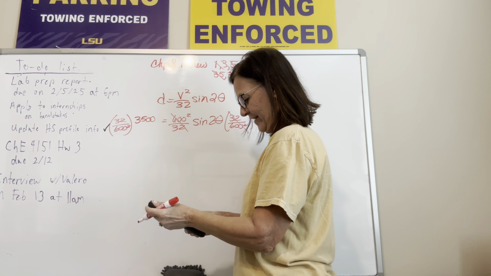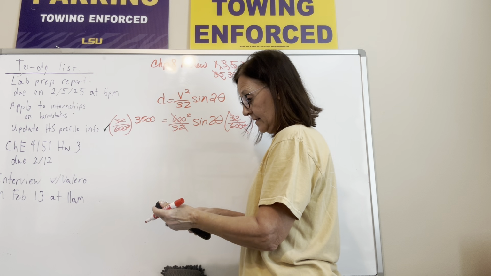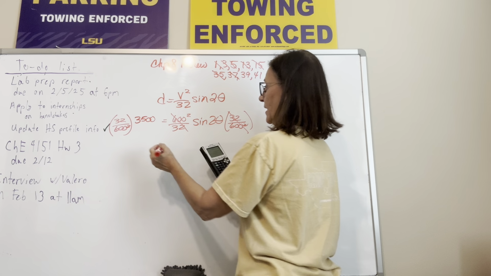This eliminates 32 times 3,500 divided by, that is Cody playing with his toy.